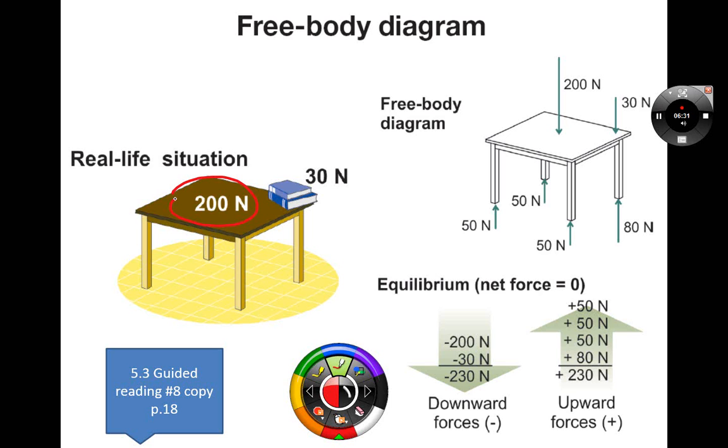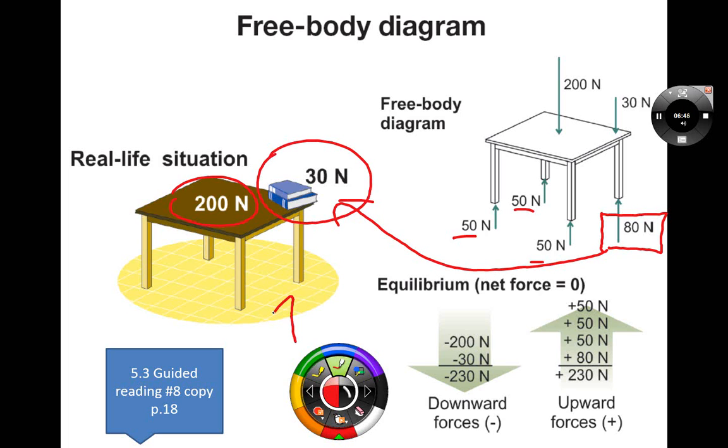So each of the 4 legs carries 50 apiece, but one leg has a little bit more. Why? Because on this particular one, I've got some books at rest right over that third leg. So we have to add that 30 to the 50. 50 plus 30 gives us 80. So the net force acting on this table is 0.